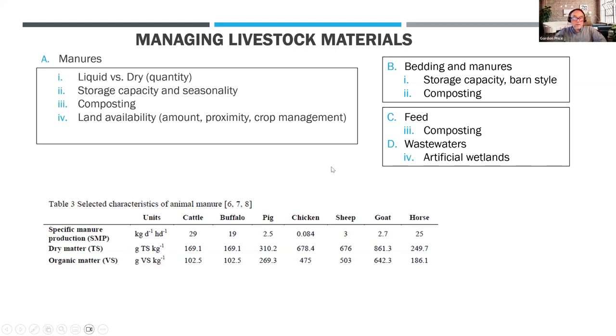Just as an example of what we're talking about in the context of animal manures, the table below illustrates the calculations, or at least some components of the calculations that might be required when you are collecting manures, or you're thinking of setting up an operation around livestock. So the table identifies the kilograms per day per head that's being generated of specific manure production, the dry matter content. And so you can see cattle generate somewhere around 29 kilos per day per head, pigs somewhere around 2.5, chickens 0.084 kilograms per day per head.